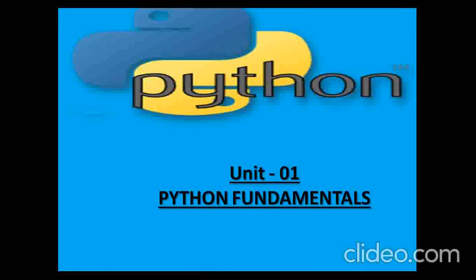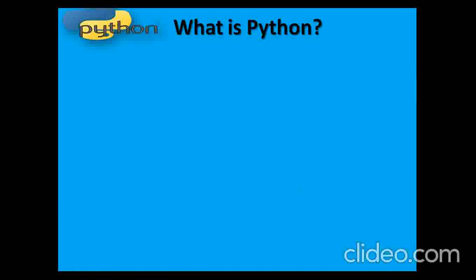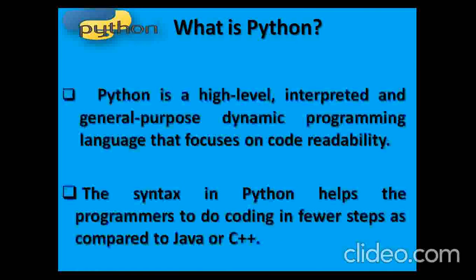So today we are going to see the Python fundamentals. Let us see the very first basic definition for Python. Python is a high-level, interpreted, general-purpose, dynamic programming language that focuses on code readability. Why is it interpreted? Because everything is shown instantly at the moment, that is interpreted.